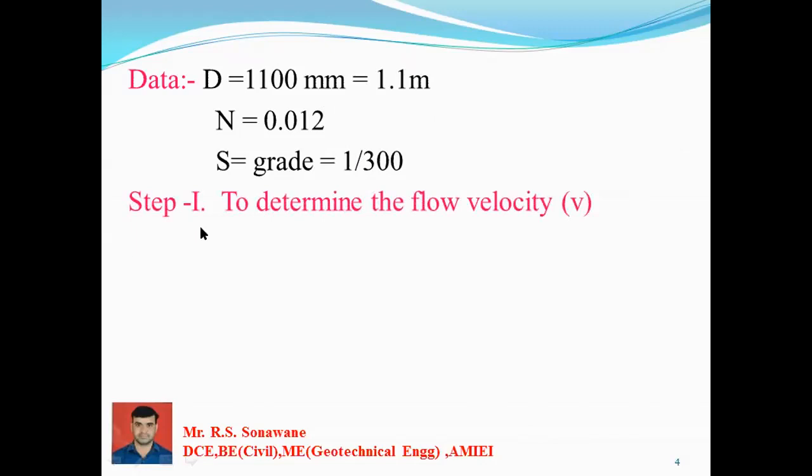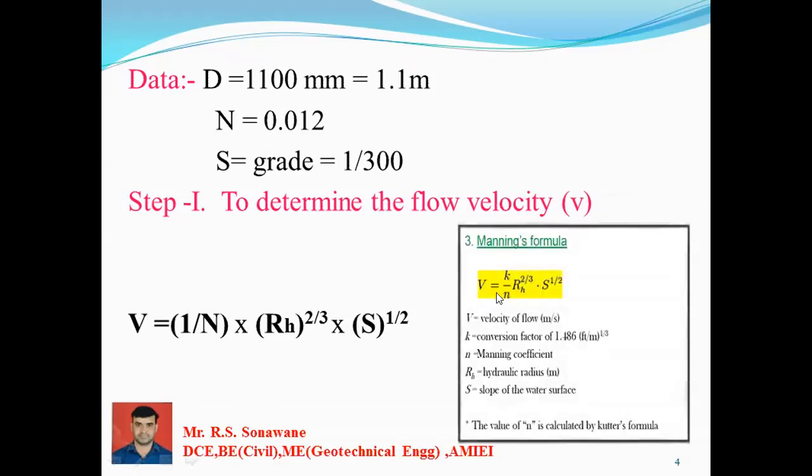Step number one, we have to determine the flow velocity first. Is that clear? Flow velocity first. We already saw different formulae, about 6 formulae related to how to find the flow velocity. Here the Manning constant is given. That's why the Manning formula, you can see here, V is equal to K upon n into R_H, that means the hydraulic radius, raised to 2 by 3, into slope raised to 1 by 2.